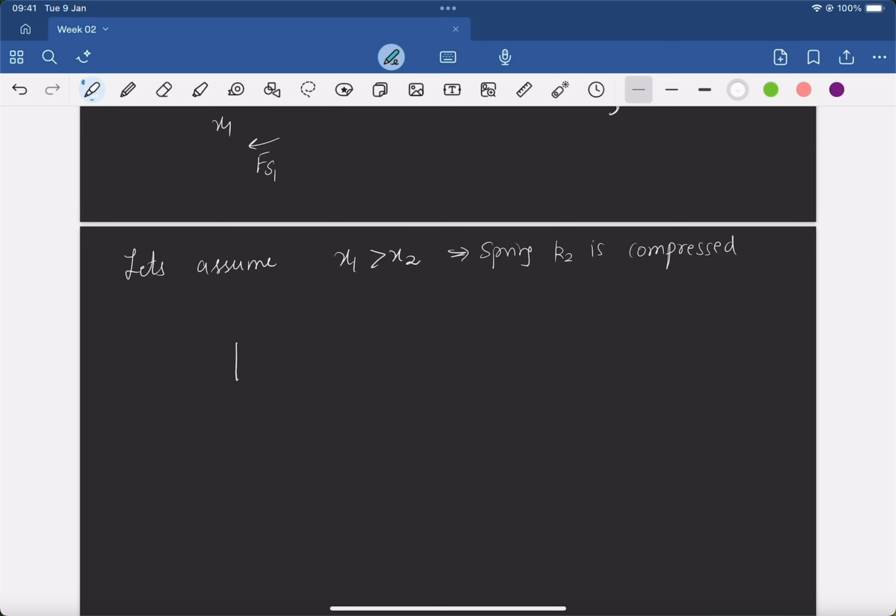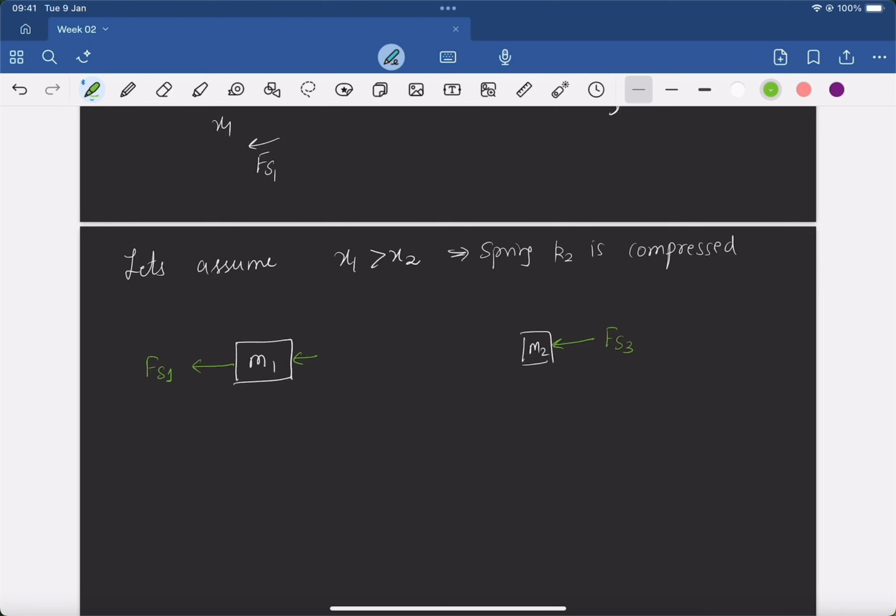So now let me go back and rewrite our free body diagram that we had. So we had M1, we had M2. We had a force because of the spring 3, and we also had a force because of the spring 1. Now we assume that the spring is compressed. That means it wants to go back to its original state, so it is going to push the mass M1 to the left side.